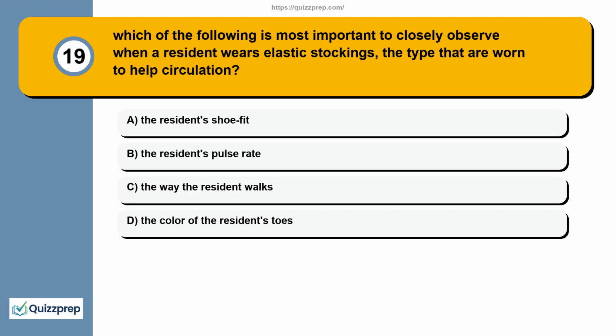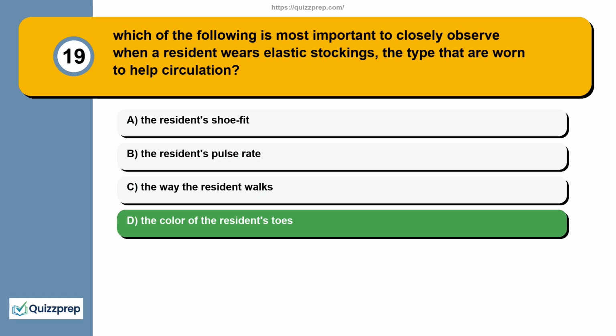Question 19. Which of the following is most important to closely observe when a resident wears elastic stockings, the type that are worn to help circulation? Option A, the resident's shoe fit. Option B, the resident's pulse rate. Option C, the way the resident walks. Option D, the color of the resident's toes. The correct answer is option D, the color of the resident's toes.